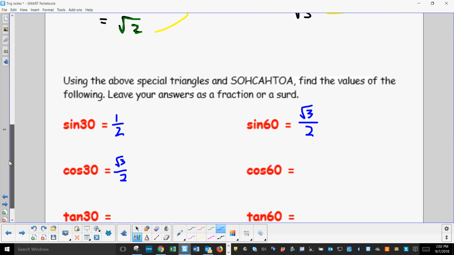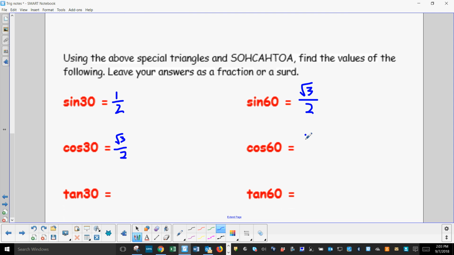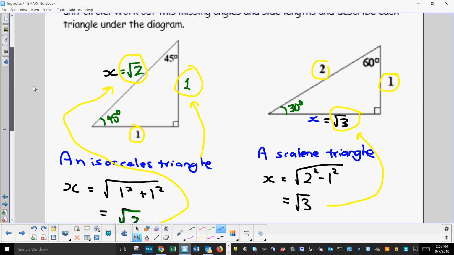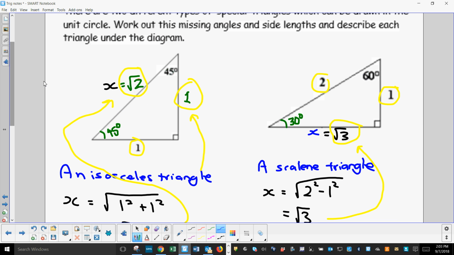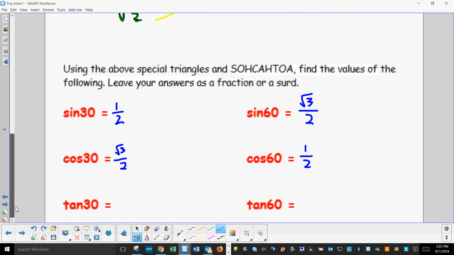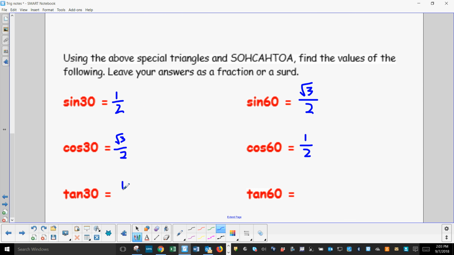1 over 2, yeah. Adjacent is 1 this time. Hypotenuse is always 2. Tan, we're using TOA. Tan of 30. 1 over root 3. Yeah, good. 1 over root 3. Opposite over adjacent. 1 over root 3.